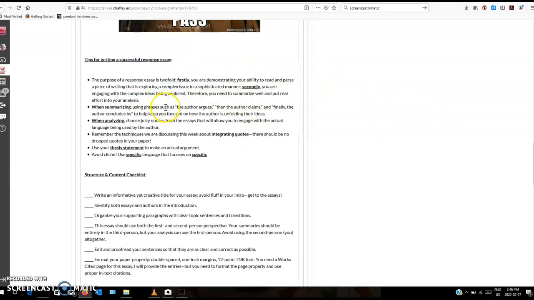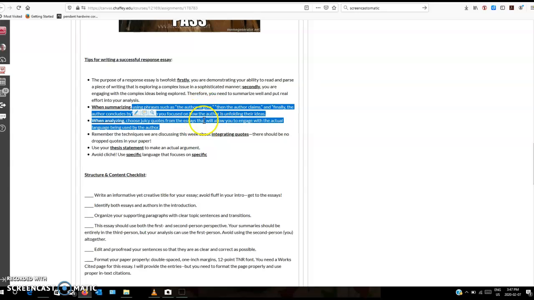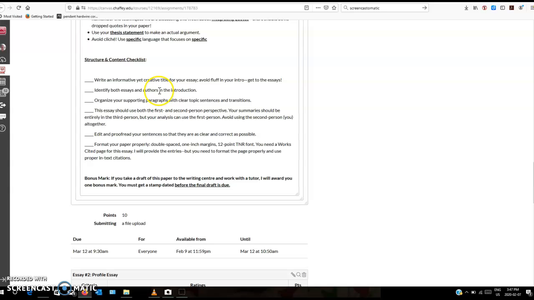And of course the mechanics to go with that, such as, as I note here, using guiding phrases, the author argues and the author claims, right? These are all key introductory phrases when you're summarizing, and quoting correctly when you're doing your analysis sections, right? Those are the mechanical skills that we're practicing in this essay, right? The summarizing skills and the analyzing and using quotes from material in an essay, those skills, right? Integrating quotes, as I note here. Okay, and there's some stuff about structure and content. You can look over that.